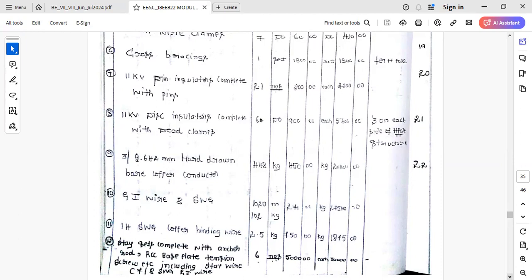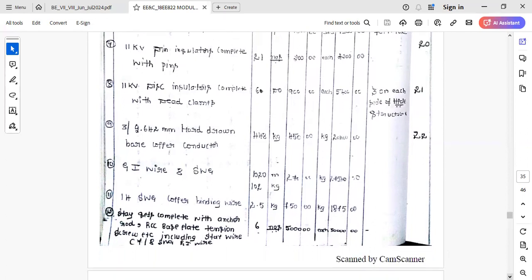And then hard drawn bare copper conductor length 448 kg, 450 rupees per kg, total 2,01,600. And then GI wire 8 SWG, 102 kg, 270 rupees per kg, total 27,540. 14 SWG copper binding wire 2.5 kg, 750 rupees per kg, total 1,875.